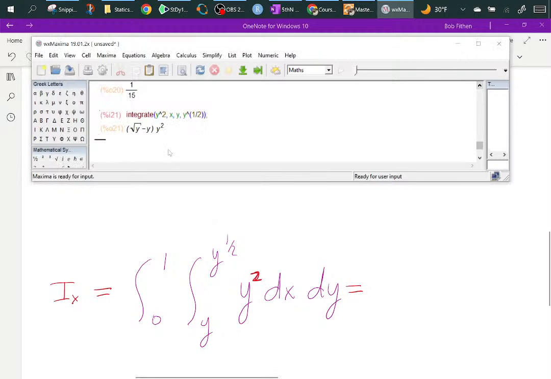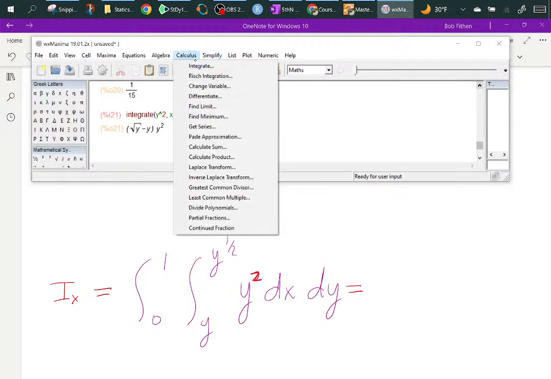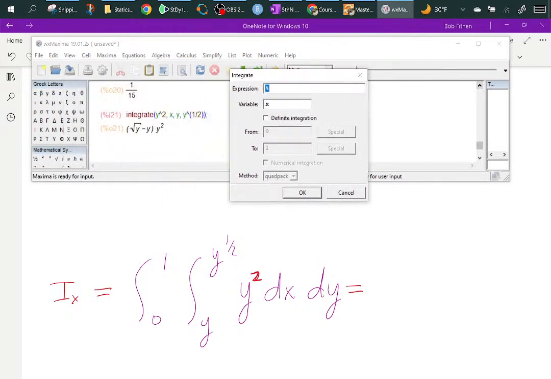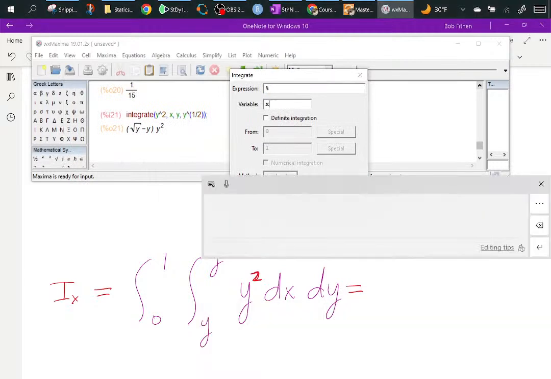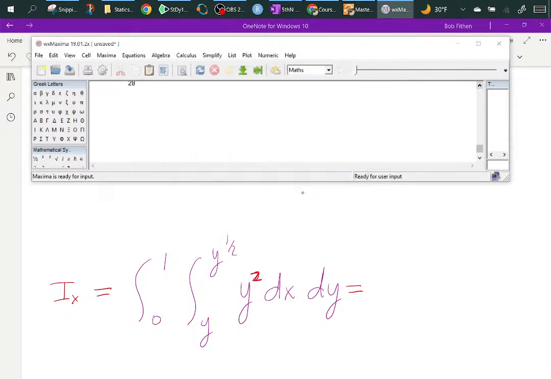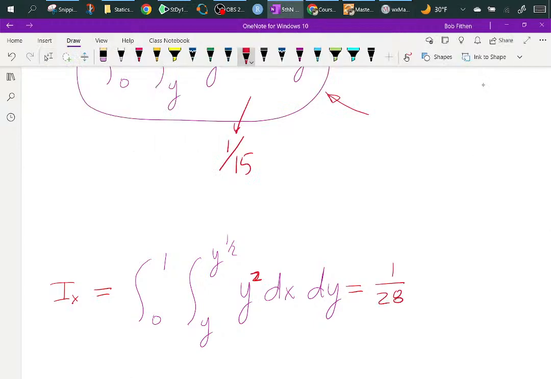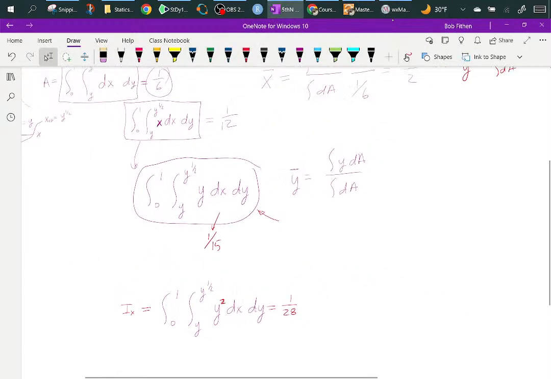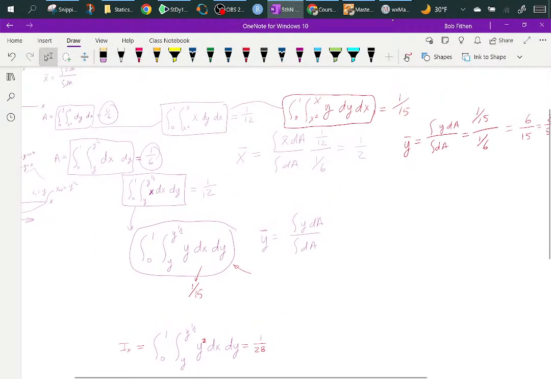Now, I have to integrate that because that's the center term right here. I'm integrating that term, the previous term, with respect to y. It's a definite integral, and I'm going from 0 to there, and I get a value of 1/28, I think. Now, the question is, can I check that? Well, yep, I sure can.